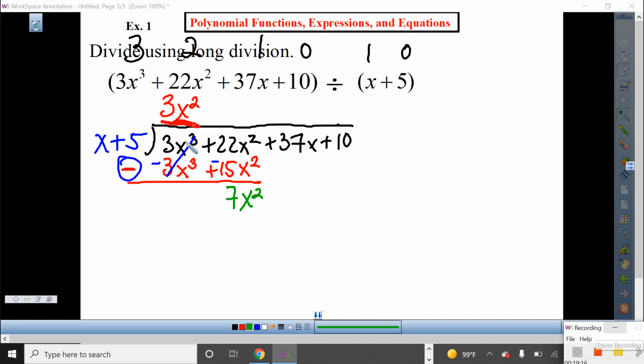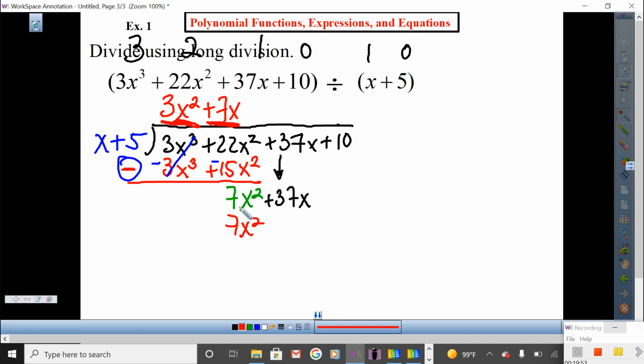So basically I'm done with 3x cubed and I'm done with 22x squared because that combined to give us this, right? So guess what? Now I bring the other term down, positive 37x, before you copy. Question, I repeat the process. What number times x gives me 7x squared? 7x, so positive 7x. 7x times x, that's 7x squared. 7x times 5, that's positive 35x.